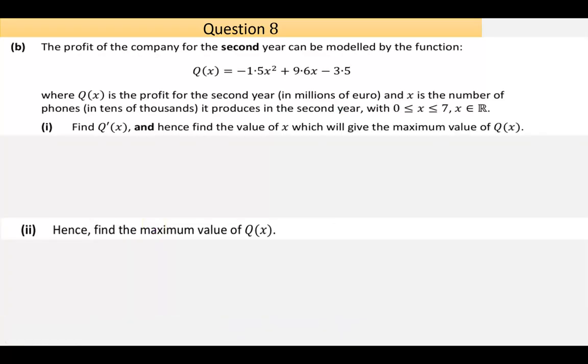Now, part B says the profit of the company for the second year can be modeled by the function q of x is equal to negative 1.5 times x squared plus 9.6 times x, take away 3.5. It says where q of x is the profit for the second year in millions of euros, and x is the number of phones in tens of thousands it produces in the second year, with x being greater than or equal to 0, less than or equal to 7. And again, x is a real number. That means it can be any number.